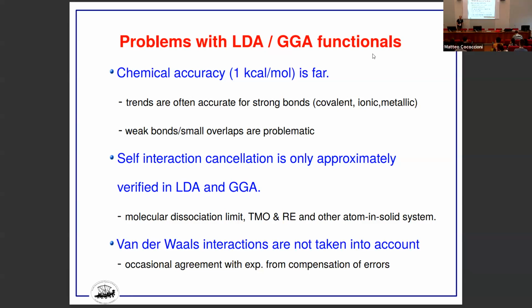So I very quickly went through LDA and GGA because we want to look at different functionals. So what are the problems left? Well, although GGA is better than LDA in terms of binding energy, we are still far from chemical accuracy. Trends are typically good, but weak bonds are problematic. And this difficulty stems from basically two major issues that David already mentioned.